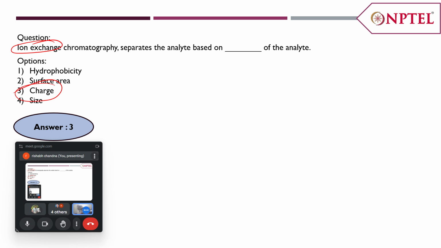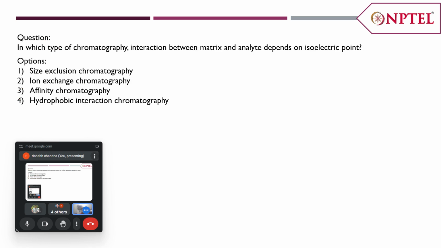Okay, so let's move forward. In which type of chromatography does the interaction between the matrix and analyte depend upon the isoelectric point? Size exclusion, ion exchange, affinity, or hydrophobic interaction chromatography. Can anybody guess?